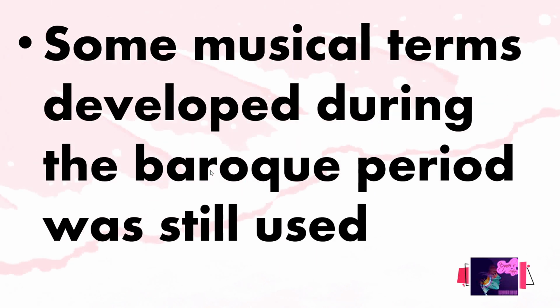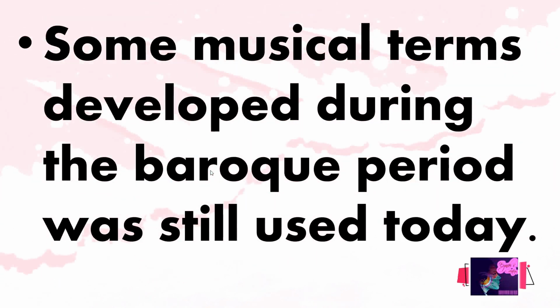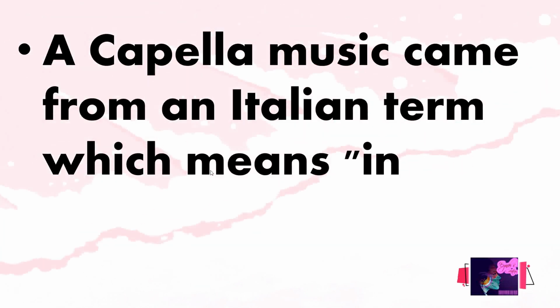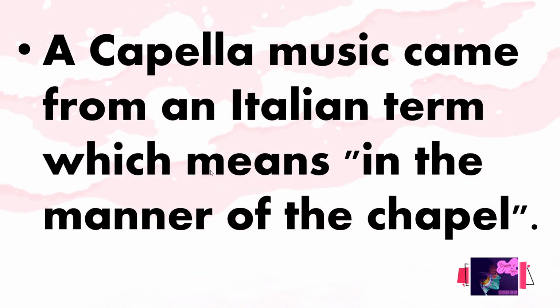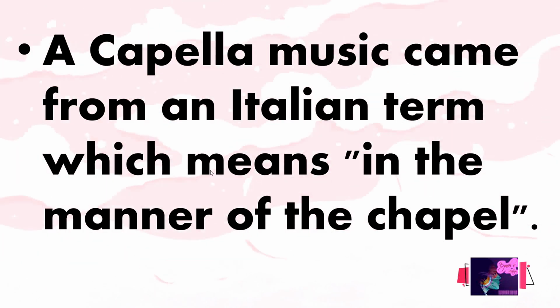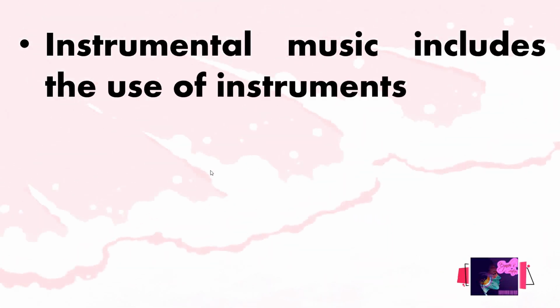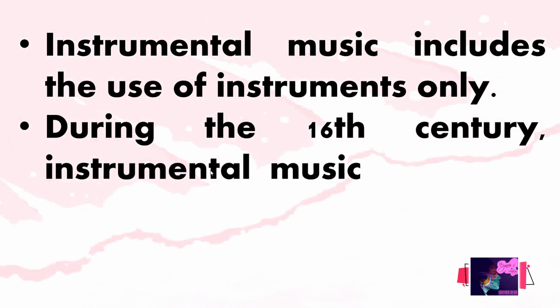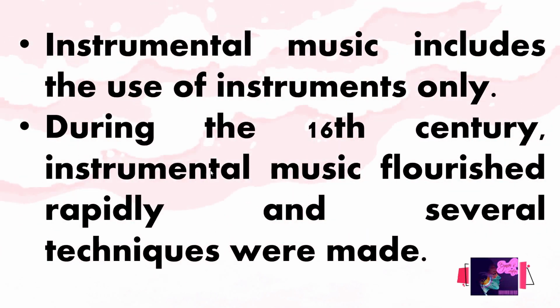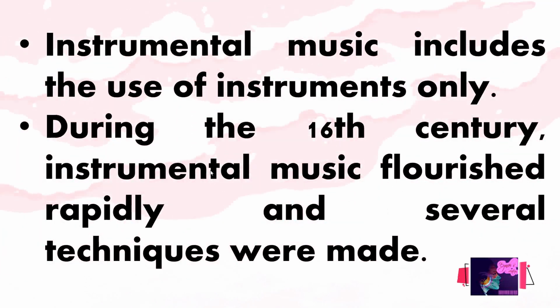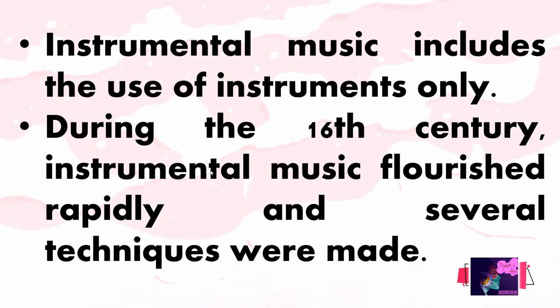Some musical terms developed during the Baroque period are still used up today. A cappella came from an Italian term which means in the manner of the chapel. Again, a cappella. Instrumental music includes the use of instruments only, so vocal music is not part of this. During the 16th century, instrumental music flourished rapidly and several techniques were made.